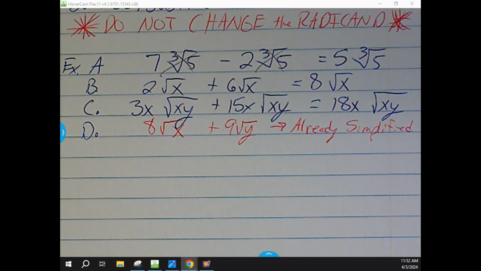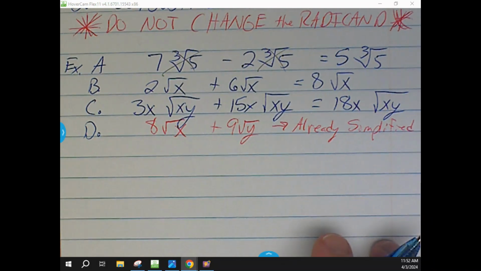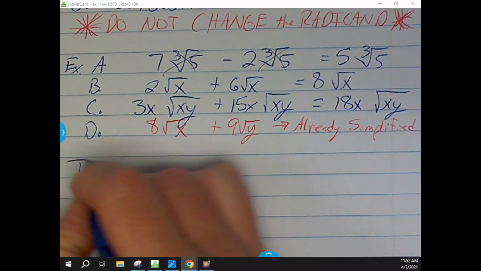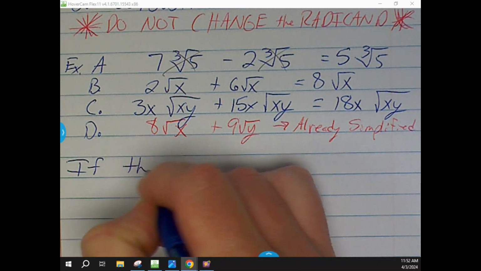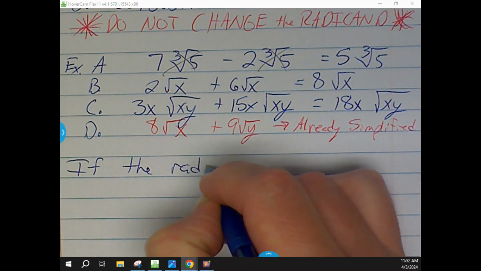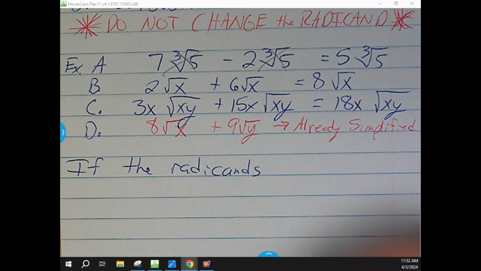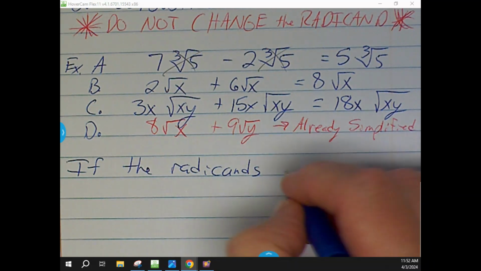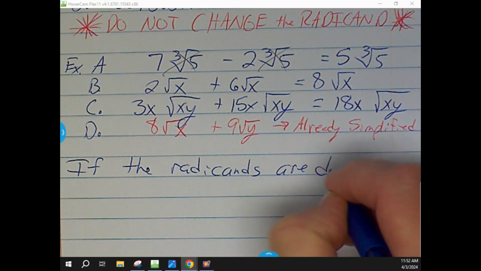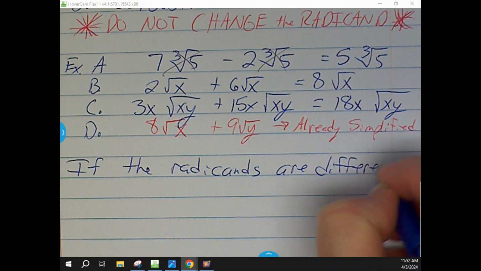Okay, so that's the basics of what we're looking at. As long as the radicands are the same, you can add or subtract the numbers in front, whatever the case happens to be, as you're going through the coefficients. Now, this is where it kicks up a little bit. If the radicands are different, and most of the time on this one, we're going to be using different numbers.